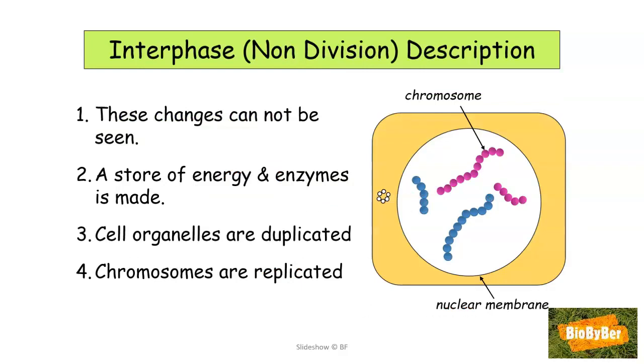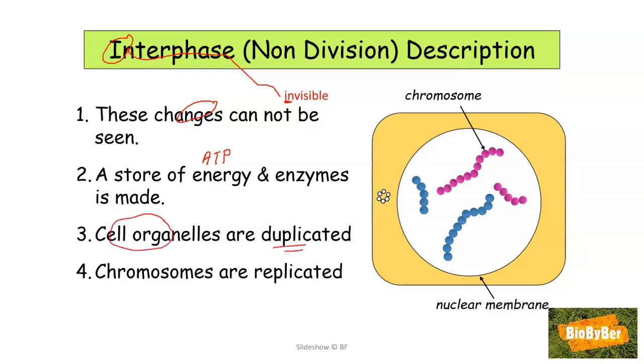When we look at interphase, the first thing we have to realise is that these changes cannot be seen. They are invisible. IN in invisible and IN in interphase. Even though these changes cannot be seen, the cell is actually very active. It is building up a store of energy, usually in the form of a chemical called ATP. It is also building up a store of enzymes. It is duplicating the cell organelles.